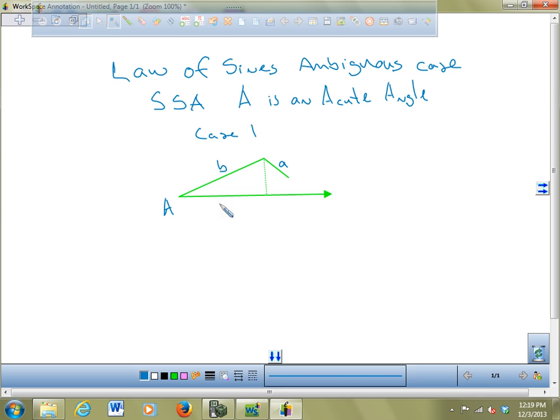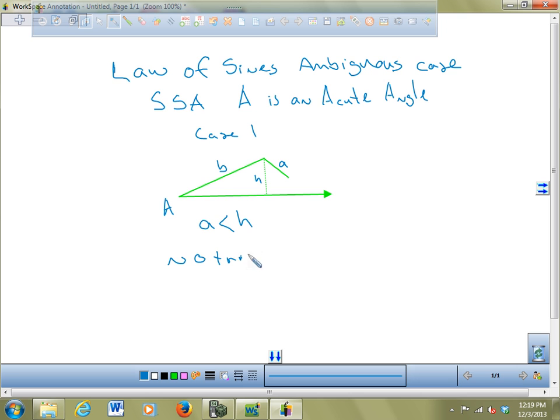We'll call this side A over here. We'll call this side B over here. And we'll call this H over here. Okay? So in this case, A is less than H. How many triangles do I have? 0. No triangles. So that's case 1.